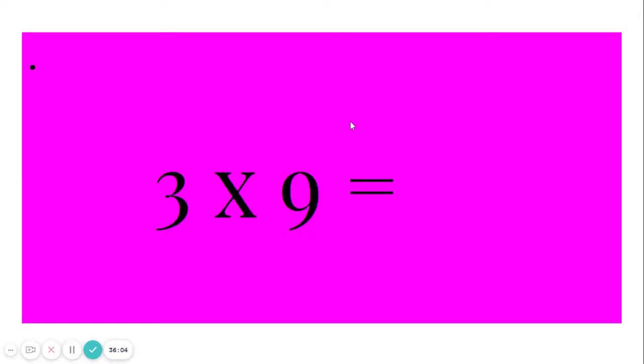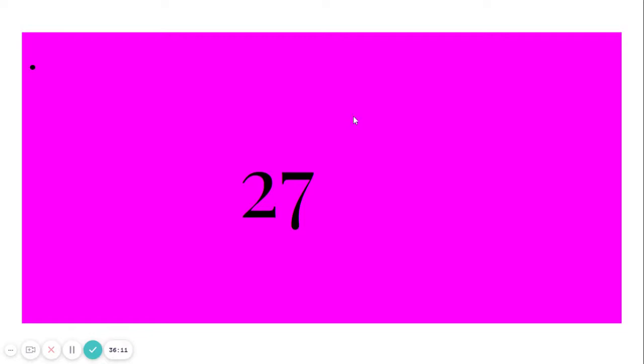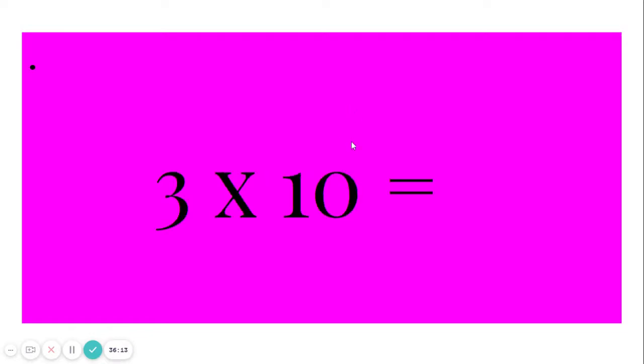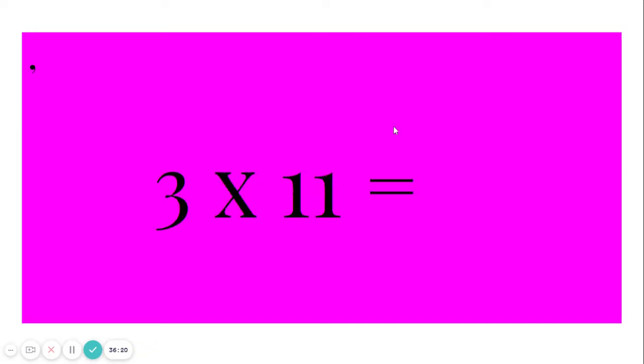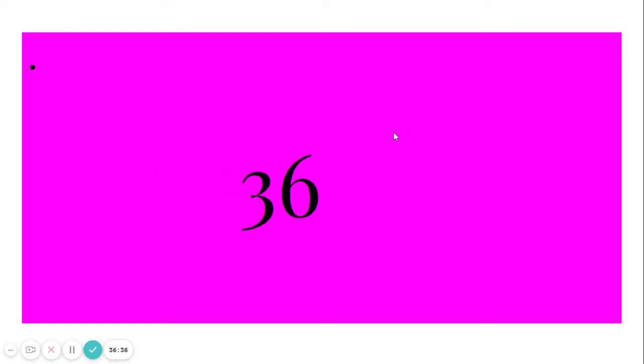3 times 9, if you need to, use your finger trick for 9s and hold down your 3 finger, 27. 3 times 10, write a 3, put a sticker on the end, 30. 3 times 11, write it twice, 3, 3, 33. 3 times 12, think of it as 3 times 10 is 30, and 3 times 2 is 6. So 30 plus 6 is 36.